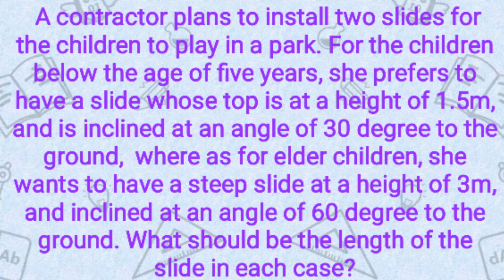For the children below the age of 5 years, she prefers to have a slide whose top is at a height of 1.5 meter and is inclined at an angle of 30 degree to the ground. Whereas for the elder children, she wants to have a steep slide at a height of 3 meter and inclined at an angle of 60 degree to the ground. What should be the length of the slide in each case?